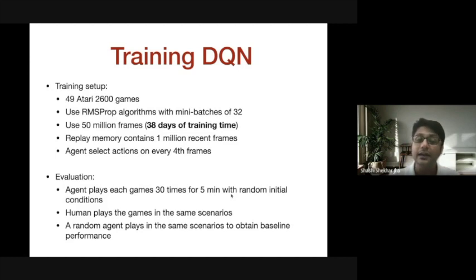Then a random agent again plays. A random agent means an agent that takes random actions. Agent with a random policy also plays the game, right, in the same scenario. And this random agent is going to be our baseline. So they are going to see how much better a human can score as against a random agent, which is our common baseline, and how well the trained agent performed against the common baseline.